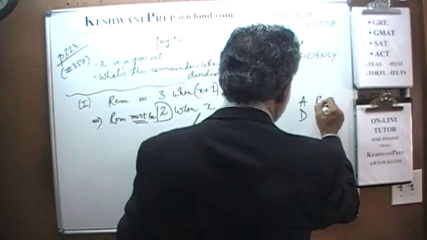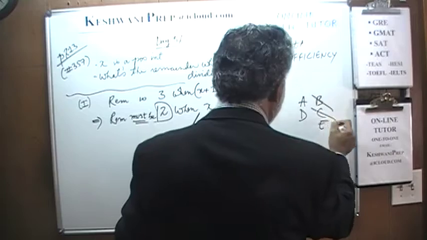A, D, B, C, E. Which means the answer cannot be B, C, or E.